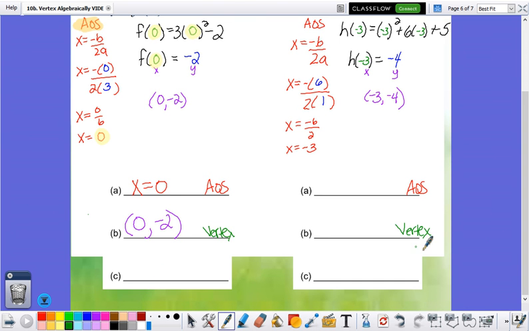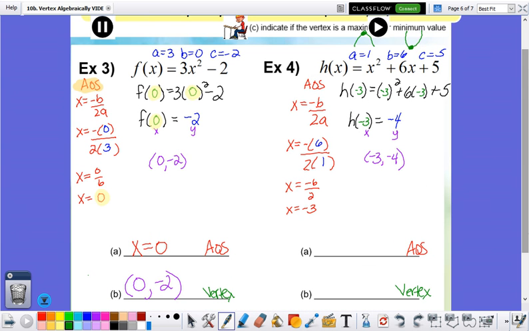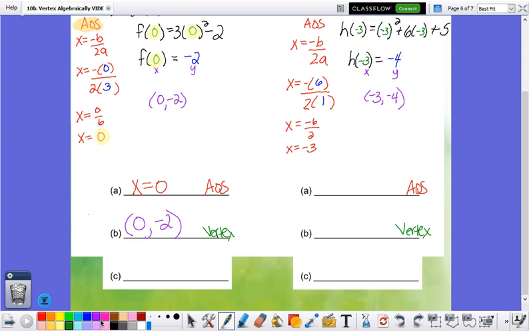Next, we have to determine whether this is going to be a maximum or a minimum. Remember, a maximum means it's at the very top of the curve, a minimum means it's at the very bottom. And we look at the a value to determine this. Since a is positive, it's a smile, which makes our vertex a minimum value. It is at the bottom of the smile.